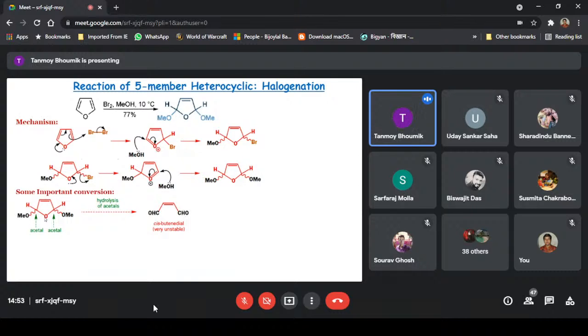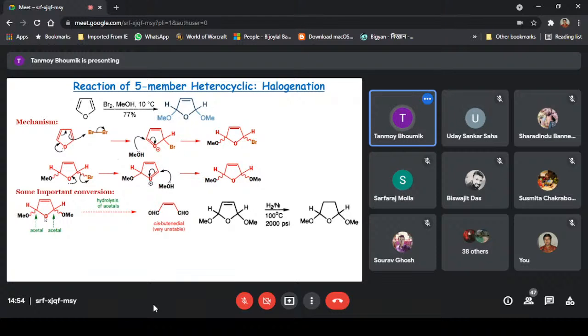It is easily polyhalogenated, and after the halogenation product, we just substitute the other solvent, like ethanol, an ethanol molecule. As a result, it can obtain a different aliphatic substitution product. This aliphatic substituted product will be CHO, C double bond O. So it is a cis butanediol, and it is very unstable. This cis butanediol is very unstable due to the presence of the two aldehyde groups.